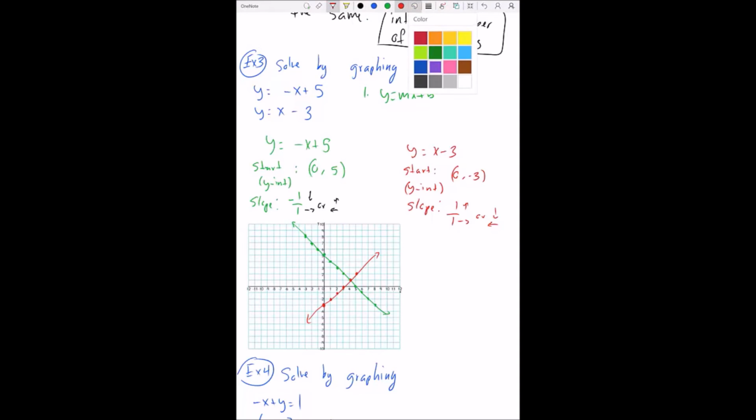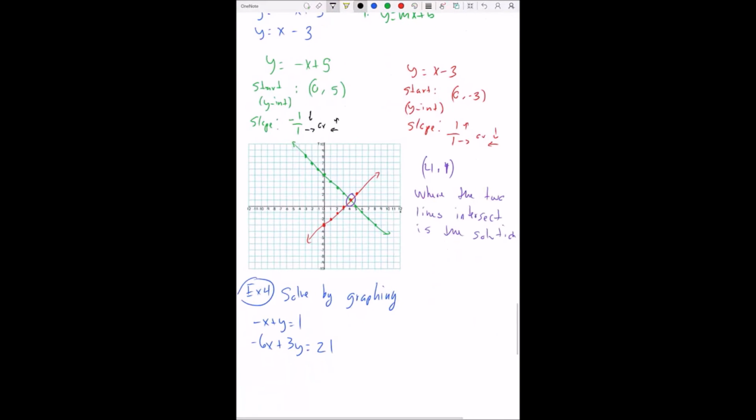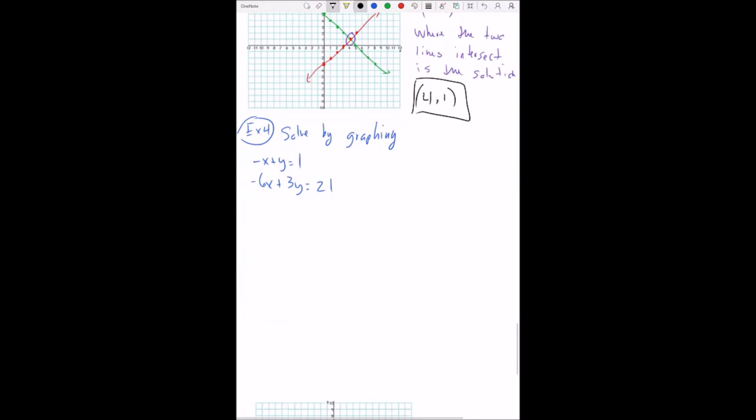And where they intersect, this point right here, which is 4, 1, that's the point of intersection, that's the solution. So our solution is 4, 1. All right, so let's move on to the next example.